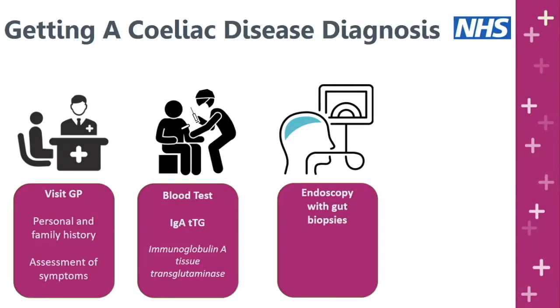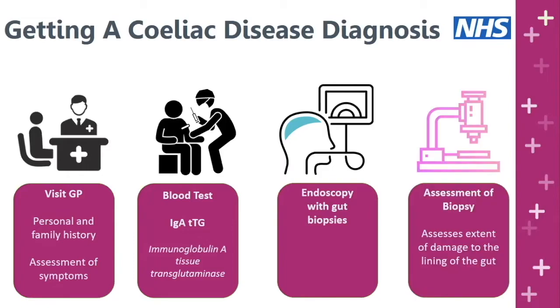Brilliant, thank you, Emma. So once you've had the endoscopy and those gut biopsies are sent off to the lab, it's there where they'll look at the biopsies under a really strong microscope and they'll assess the extent of damage to the lining of the gut. And that will really determine whether you have celiac disease or not. So one of the really important things about this diagnostic process is that it's really, really important to continue to eat gluten throughout until the diagnosis is made. So you should be having gluten before the blood test and before the endoscopy.